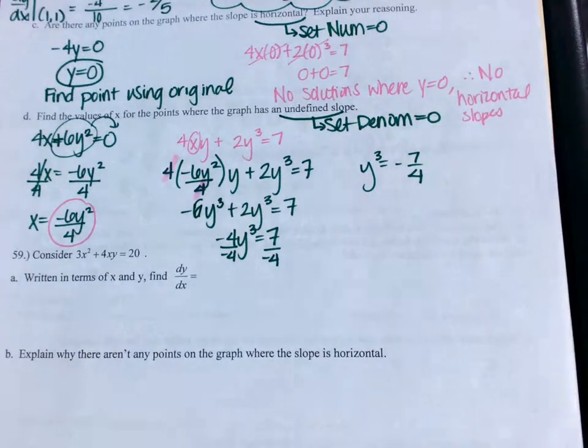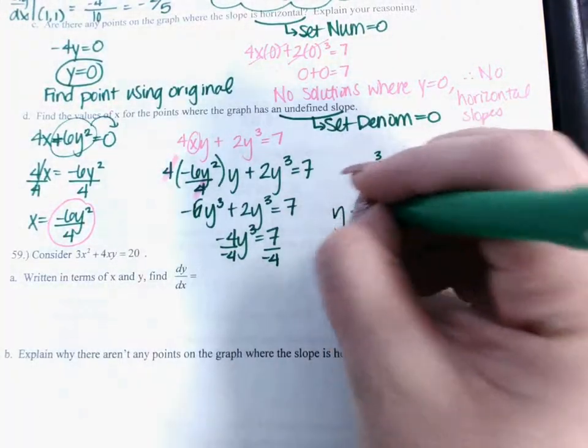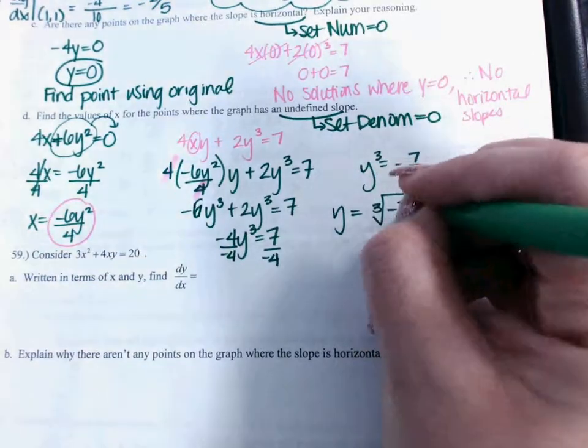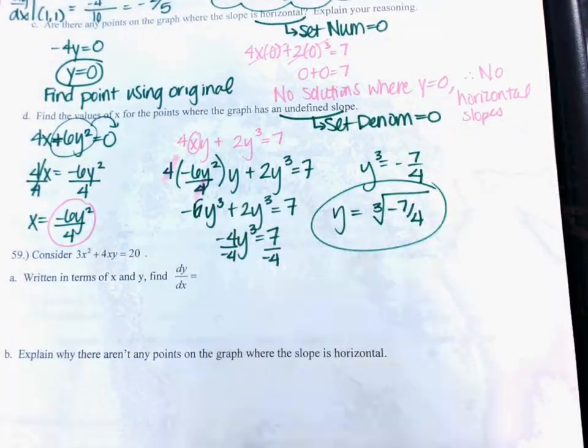Then what would my last step be? Cube root. Are you allowed to cube root a negative number? Yes. Are you allowed to square root a negative number? No. So if you square rooted, you'd say no solutions. But cube root is allowed. So y is going to be the cubic root of negative 7/4.